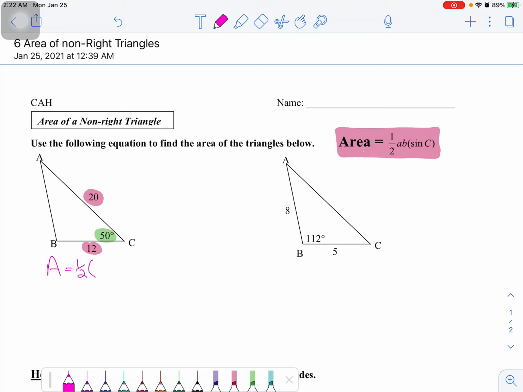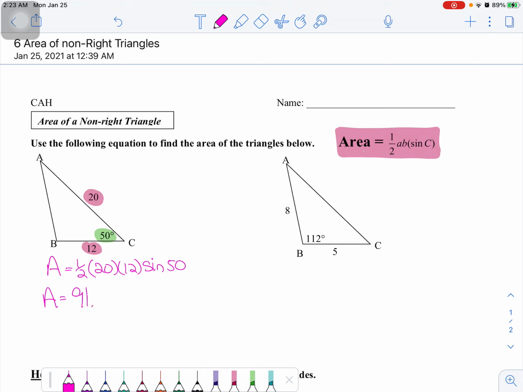So area is equal to 1/2. A and B don't matter as far as which one's which. It's just the two sides of the triangle. And then of course I'm about to write cosine, but it's the sine of the included angle. So sine of 50. This gets directly put into a calculator. Do not pass go, do not collect $200. Throw it right in a calculator. Make sure it is in degree mode because our angle is in degrees.